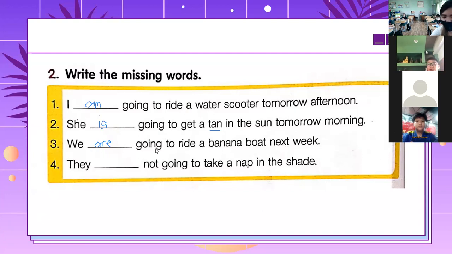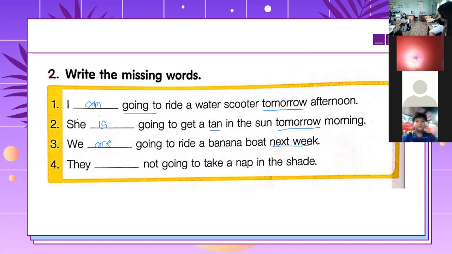Okay, so we are going to ride a banana boat next week. Can you see here in our sentence, we use going to, right? If we're going to talk about our future plan. So you can see here that we write tomorrow, next week, and it says that we're going to talk about the future plan. Okay, did you understand?